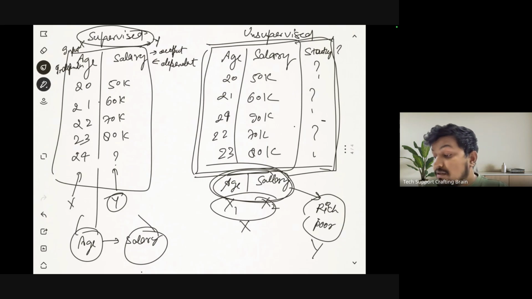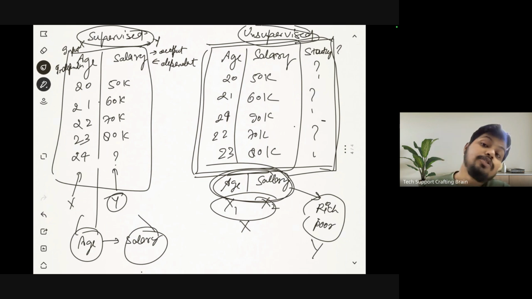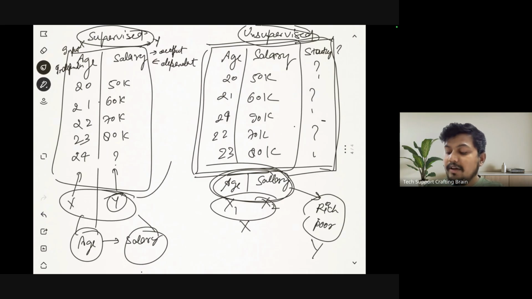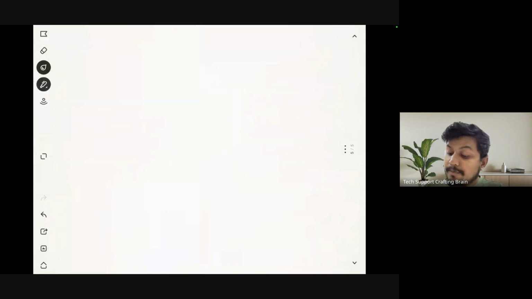So that means this kind of data we are going to solve using unsupervised learning, where we just have X data. Where we have X and Y both, that we are going to solve using supervised learning right now. Okay, got it?